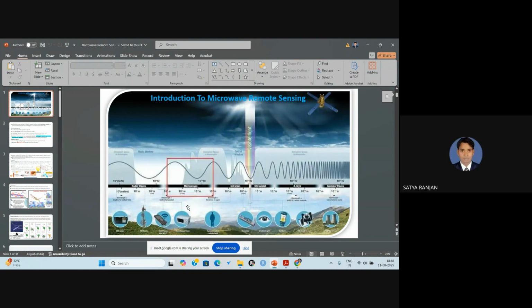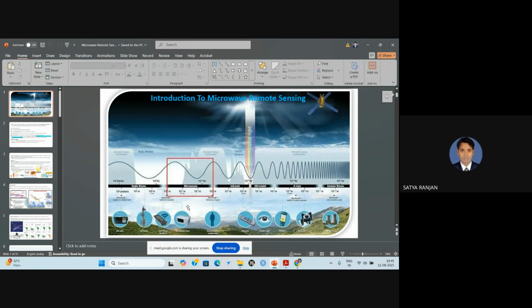Okay. So today's topic is the introduction to microwave remote sensing. Previously we discussed hyperspectral remote sensing, thermal remote sensing, and optical remote sensing. These technologies are based on the reflectance, emissivity, and emission of electromagnetic radiation.